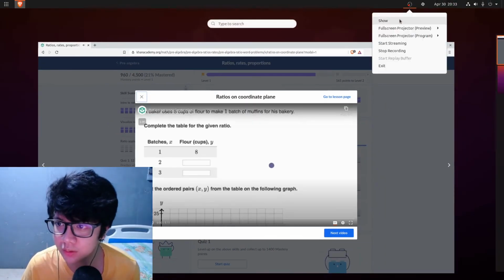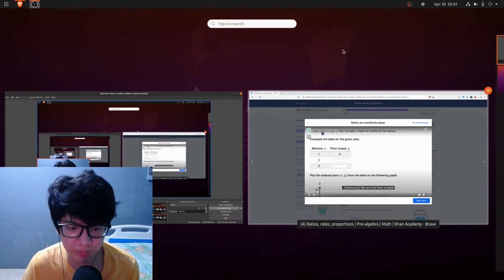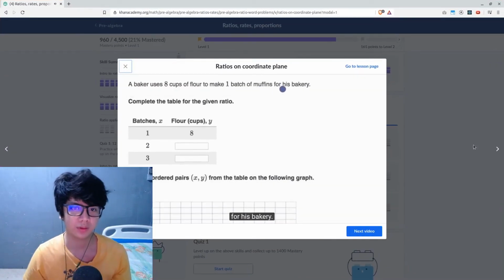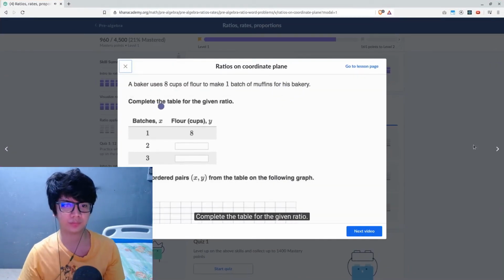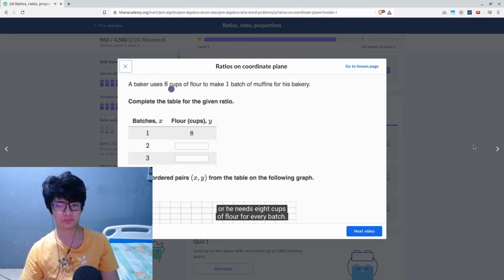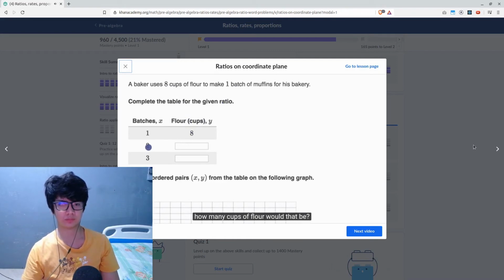Whatever. We are told that a baker uses 8 cups of flour to make 1 batch of muffins for his bakery. Complete the table for the given ratio. So they're saying that for every batch he needs 8 cups of flour. So if he had 2 batches, how many cups of flour would that be? Pause the video and try to figure it out.